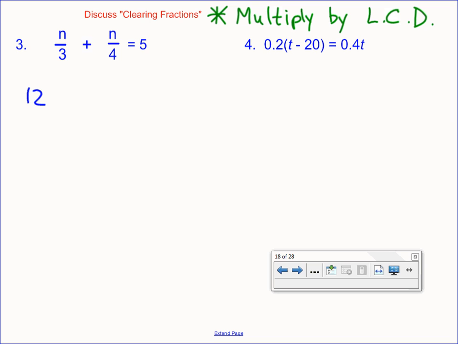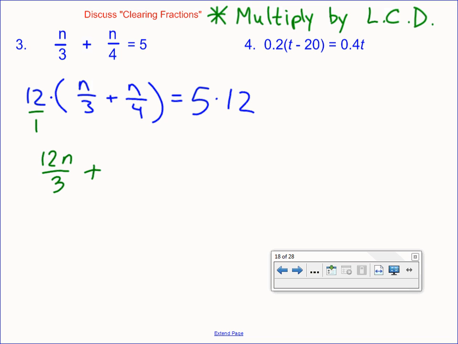So we're going to multiply both sides by 12. So we're going to do 12 times n over 3 plus n over 4 equals 5 times 12. Right? So we're going to multiply both sides by 12. When we do that, watch what happens. 12 over 1 times n over 3 is 12 times n over 1 times 3. You can do this in 2 steps, or you can do this in 1 step. 12 over 1 times n over 4 is 12 times n, and 1 times 4 is 4. And on the right hand side, I've got 5 times 12.